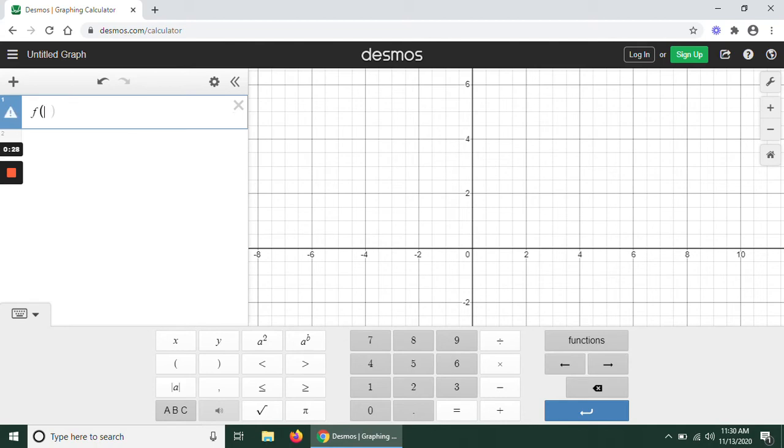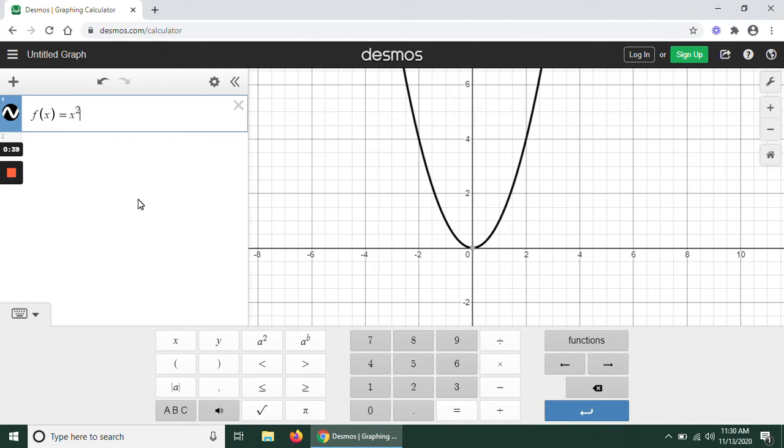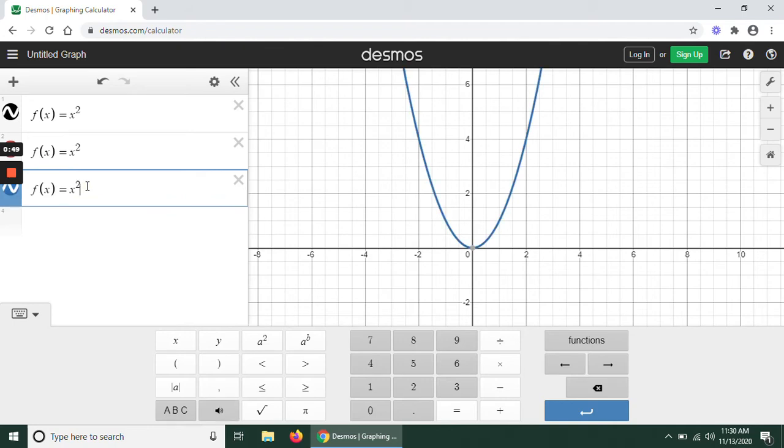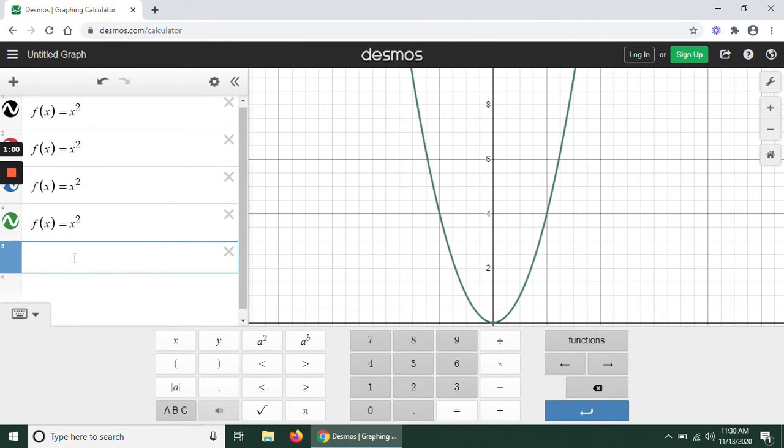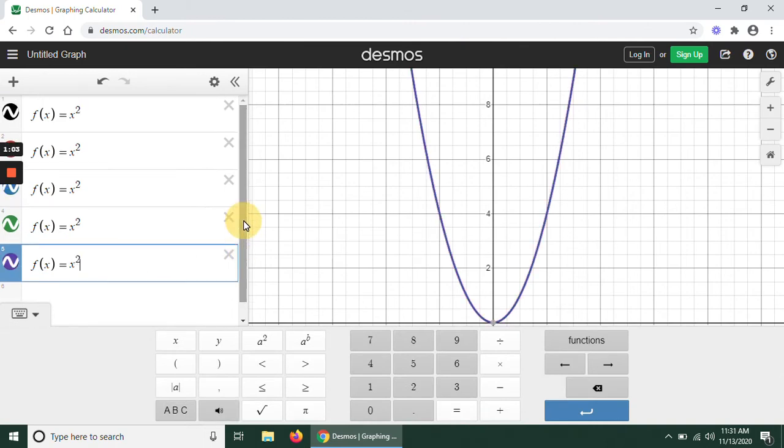So f of x is equal to, and I'm going to use the parent function for the quadratic function family. I'm just going to show you a demonstration, and we are going to make a very important observation. I want you to pay close attention.